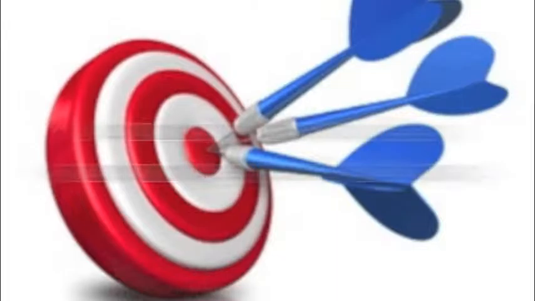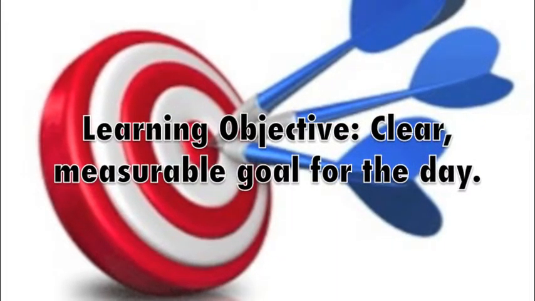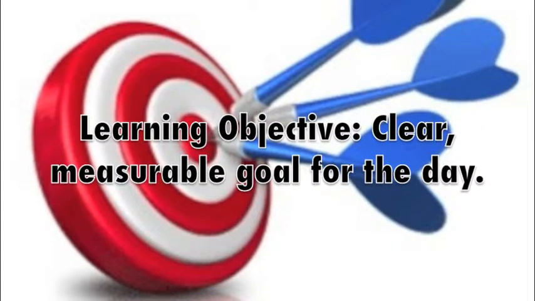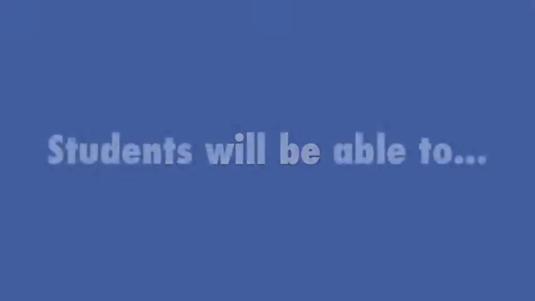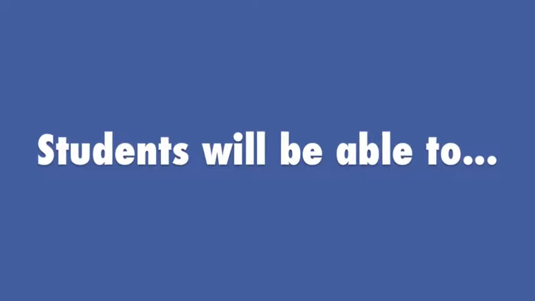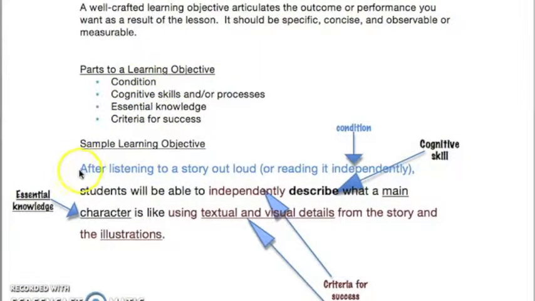Each lesson must have a learning objective that is clear and measurable. It represents the learning goal for the day. Many learning objectives start with the phrase, "Students will be able to." This is a solid way to start an objective, but there are really 4 criteria to making a strong learning objective: the condition, the knowledge, the skills, and the criteria for success.